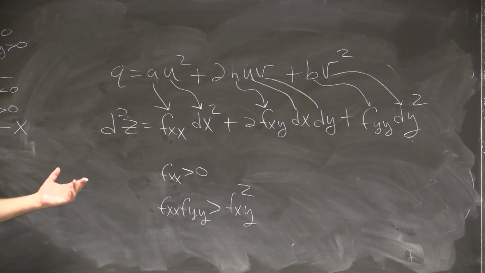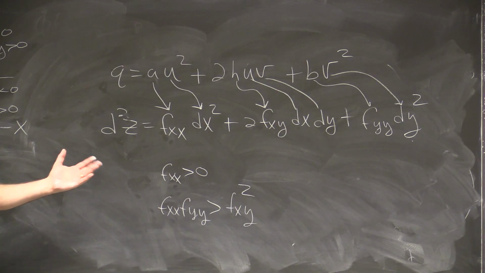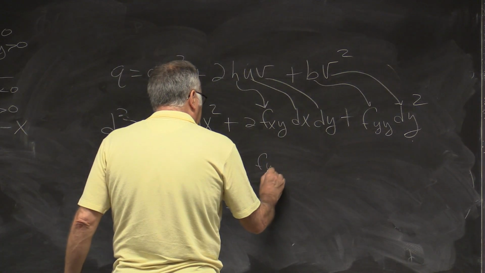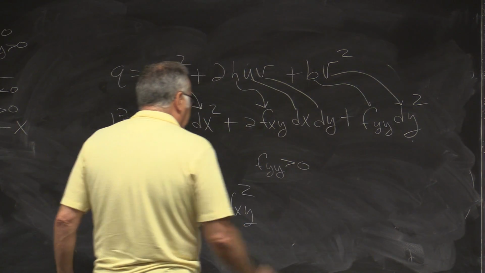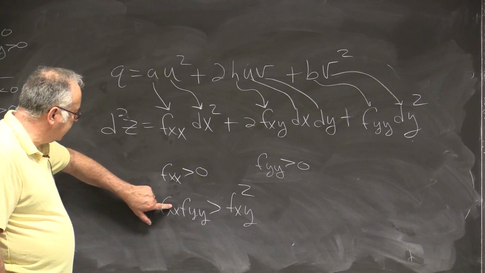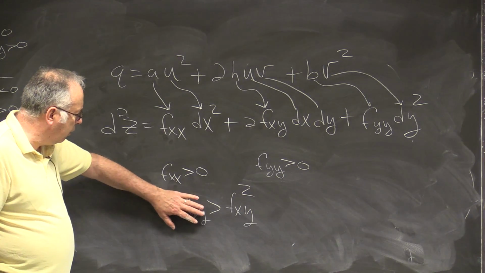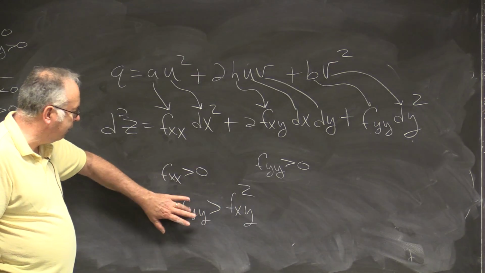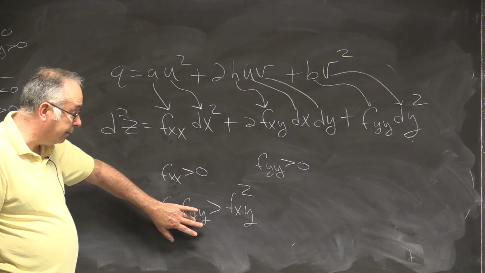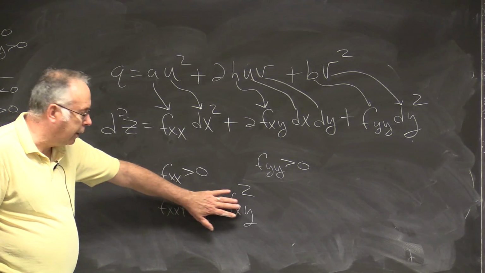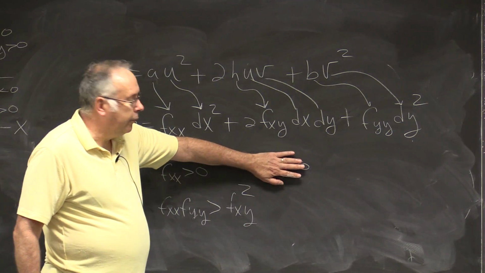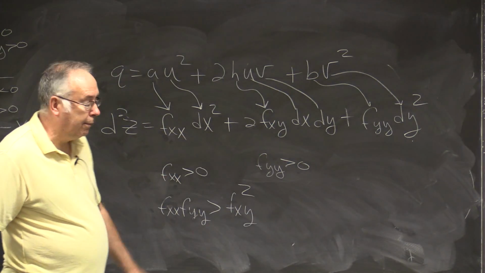Now, actually, we left off earlier. I imposed another condition, fyy greater than 0. But that is implicit in this condition, because if fxx is positive, then the only way this could be greater than this is if fyy were positive too. Because if fyy were negative or 0, this wouldn't be greater than that. So this was really redundant. It's implied by this.